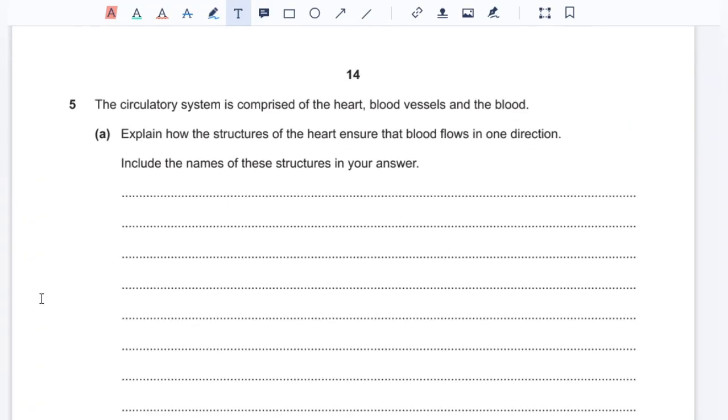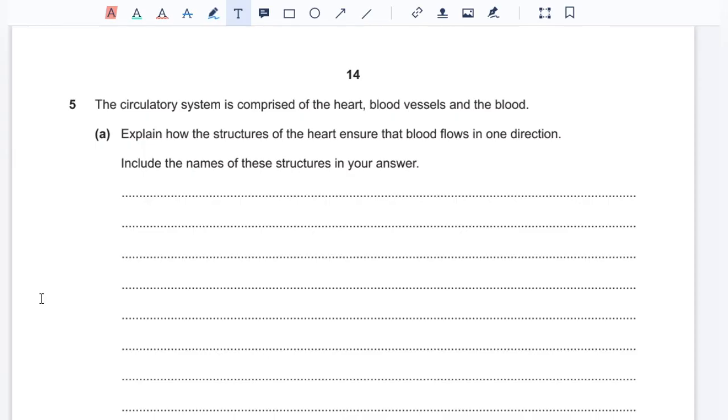5. The circulatory system is comprised of the heart, blood vessels, and the blood. Explain how the structures of the heart ensure that blood flows in one direction. Include the names of these structures in your answer. So the valves in the heart prevent backflow of blood into the atria or ventricles, and in turn backflow into the arteries and the veins.